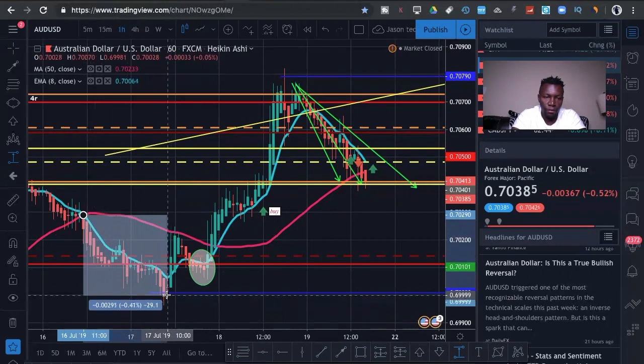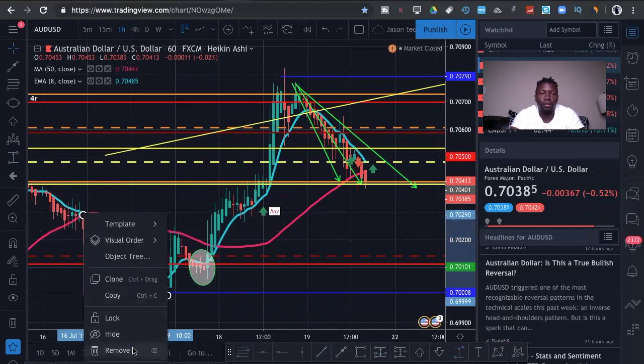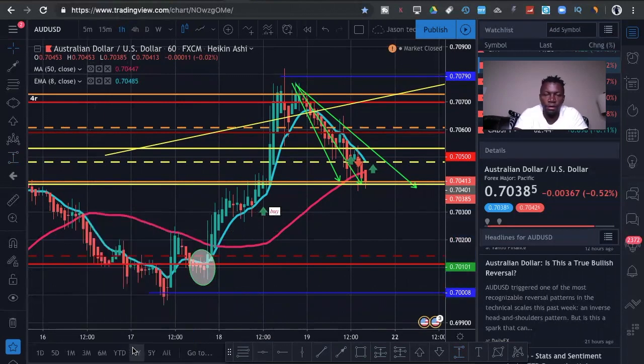Yeah, about 30 pips. So you had a pretty good size lot. So you got a good size lot, you could have made a little bit of money.